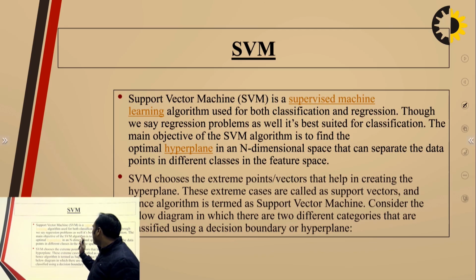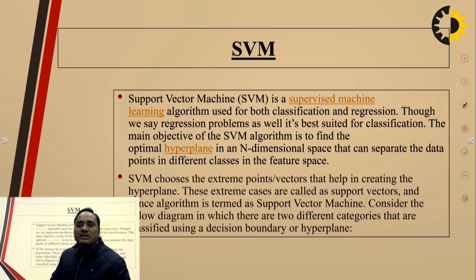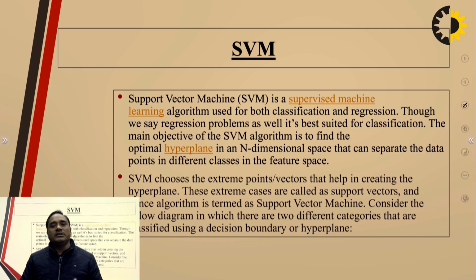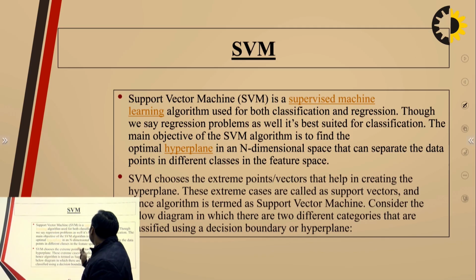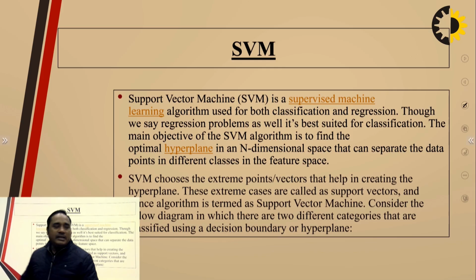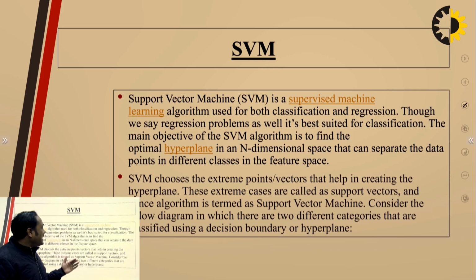SVM is used for classification as well as regression. This is a very popular machine learning algorithm. Though we say regression problems as well, it is best suited for classification. The main objective of the SVM algorithm is to find the optimal hyperplane in n-dimensional space that can separate the data points into different classes in the feature space.